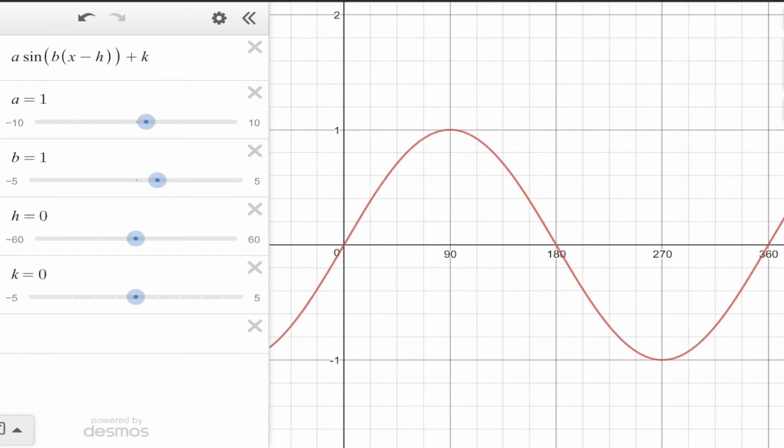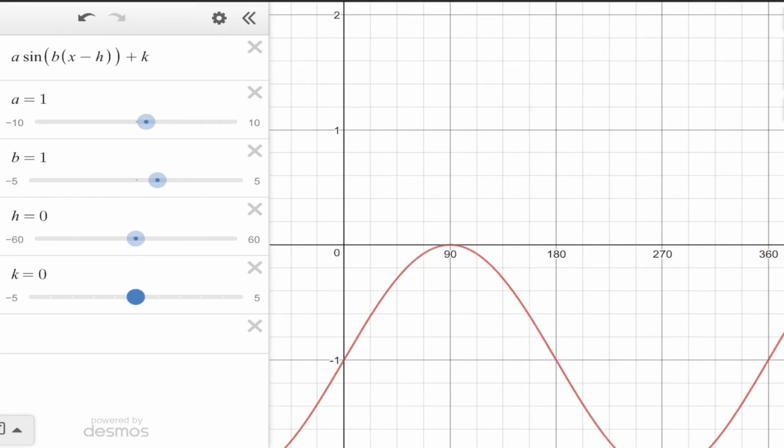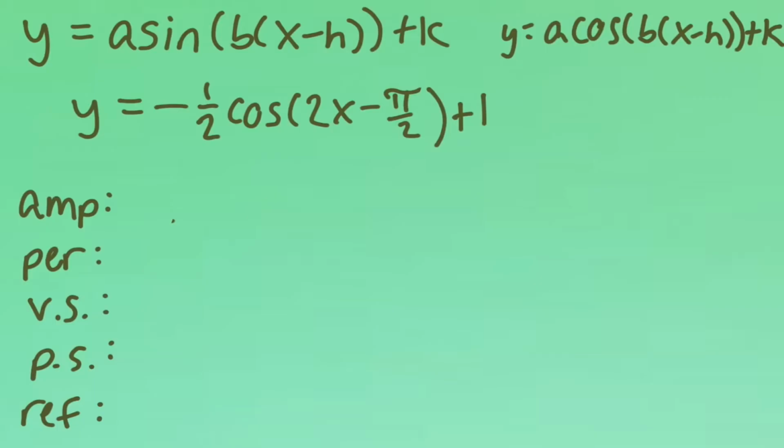H deals with horizontal shifting, and we call that phase shifting. K is vertical shifting. The amplitude in this example is +1/2. Remember, height always makes it positive. The period, so we need to know the b value. Remember, b isn't the period, but it helps us find the period.